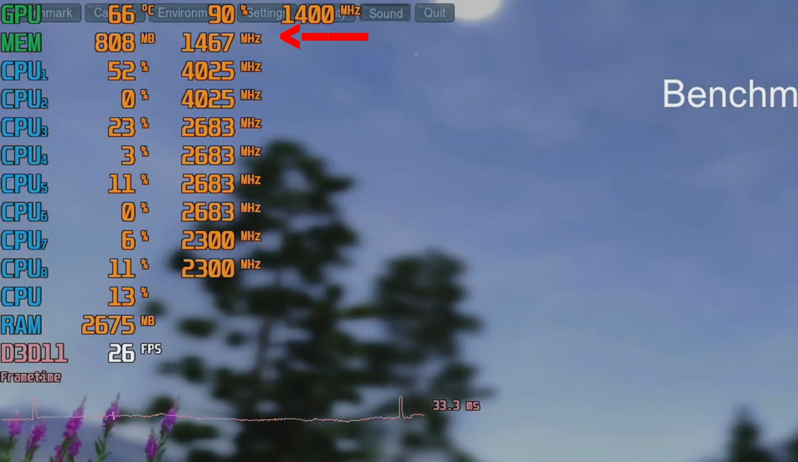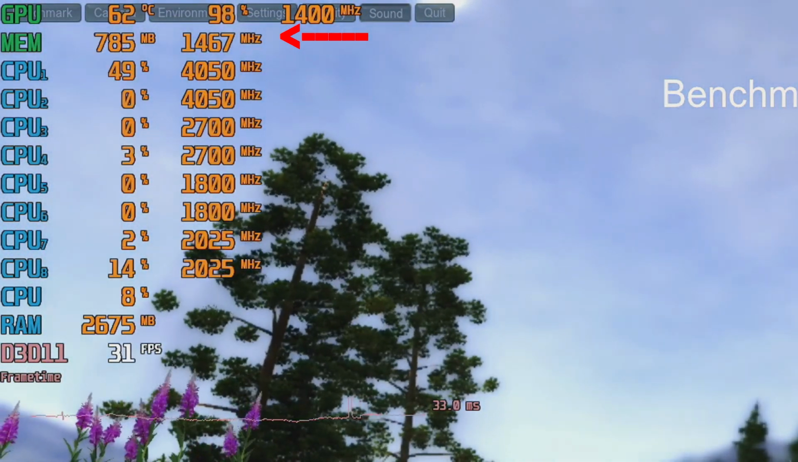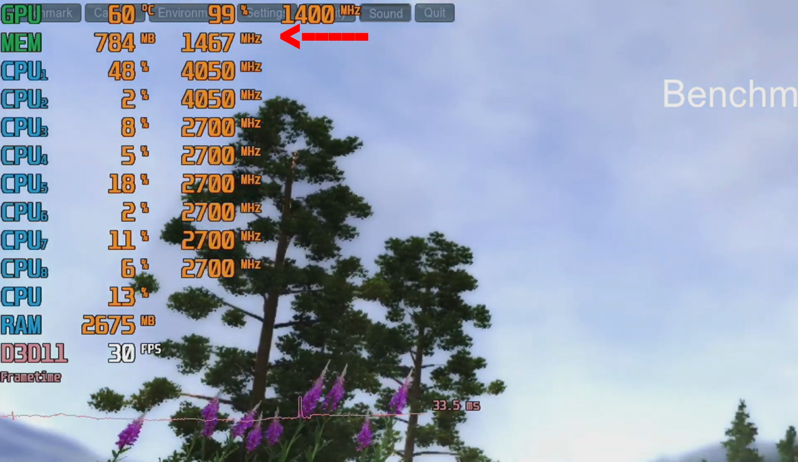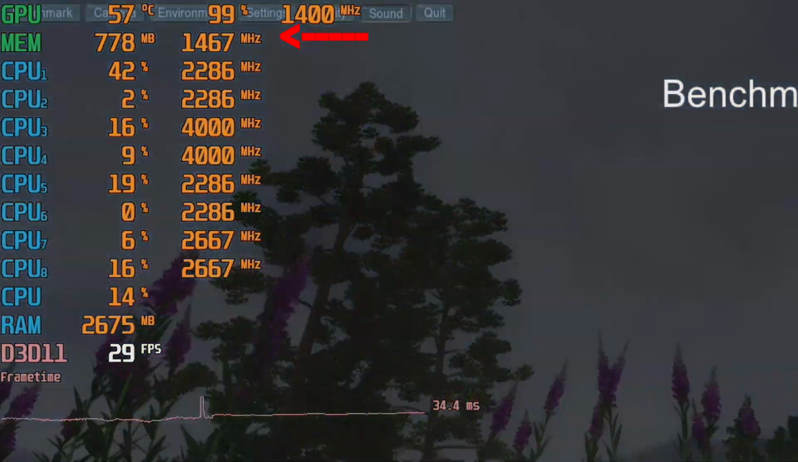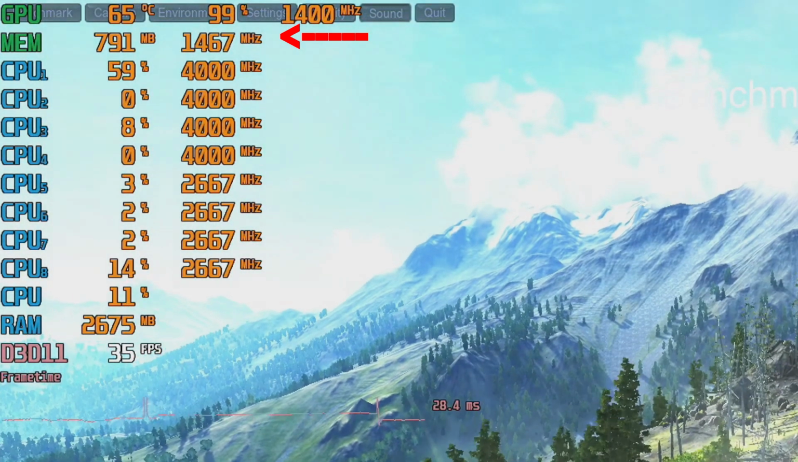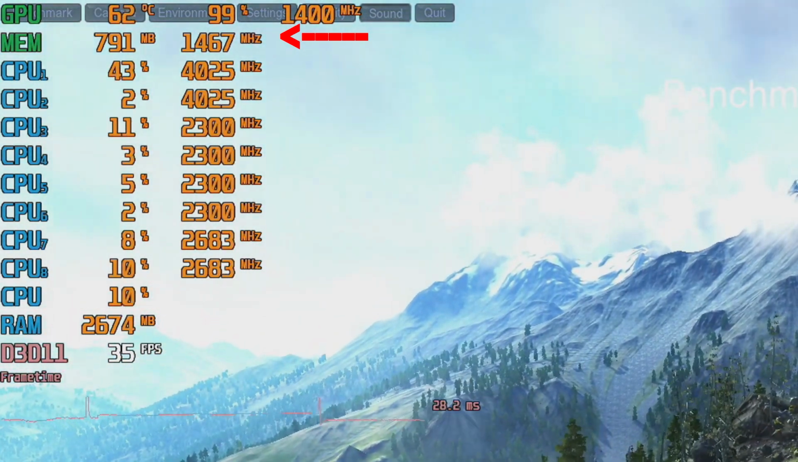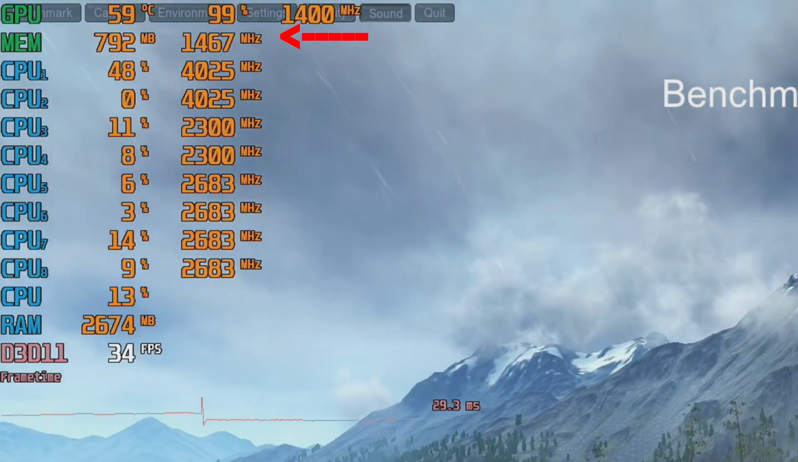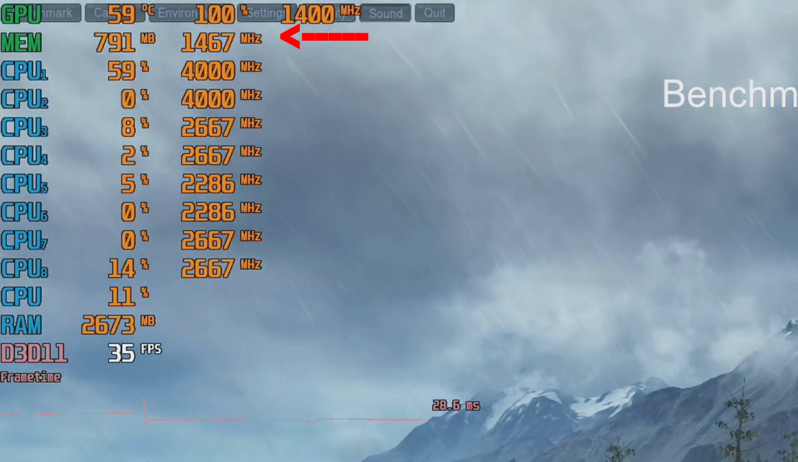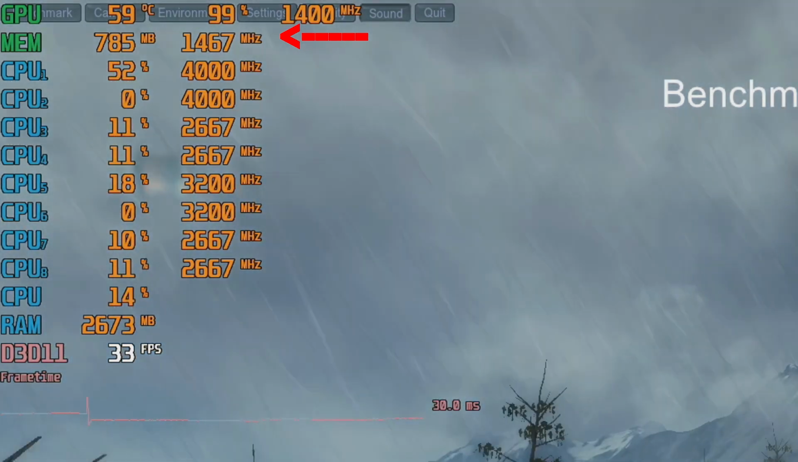Now we move on to the second row, memory, called MEM. In this row, the first number is the VRAM your GPU is using. The second number is the megahertz at which your RAM is currently running. In our APU case, we have the same speed like our system RAM. You need to double the number for real megahertz since we are using DDR-RAM.